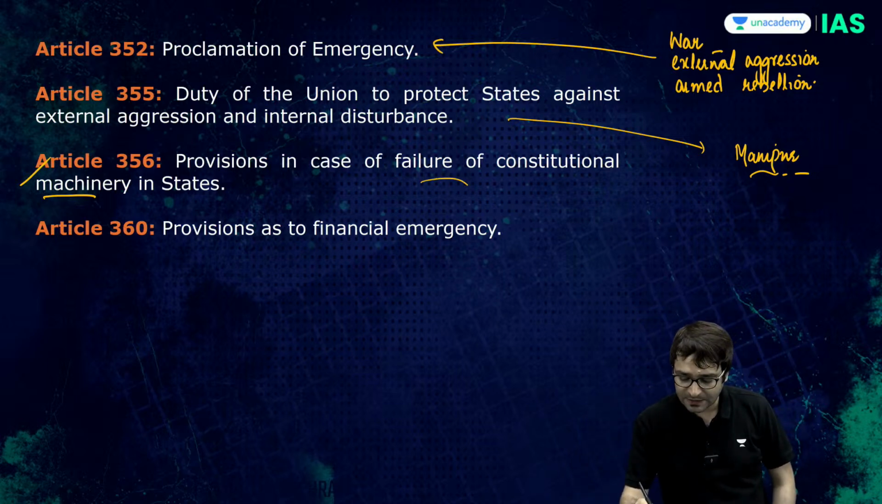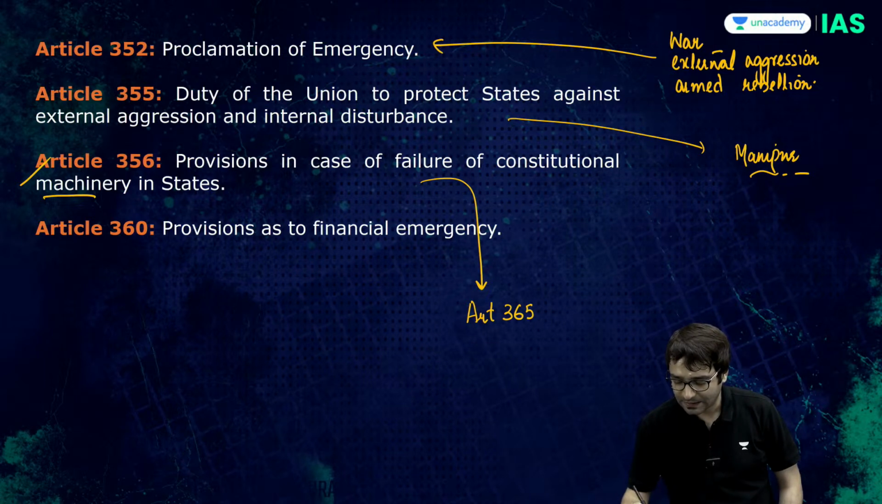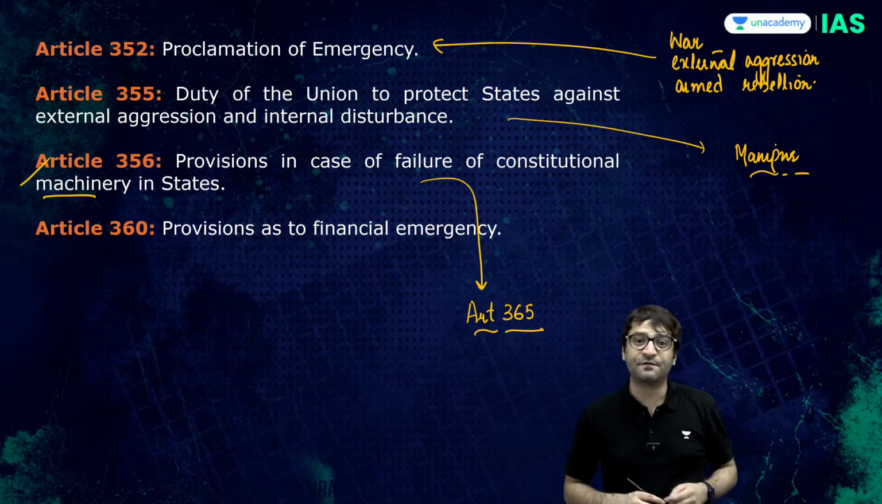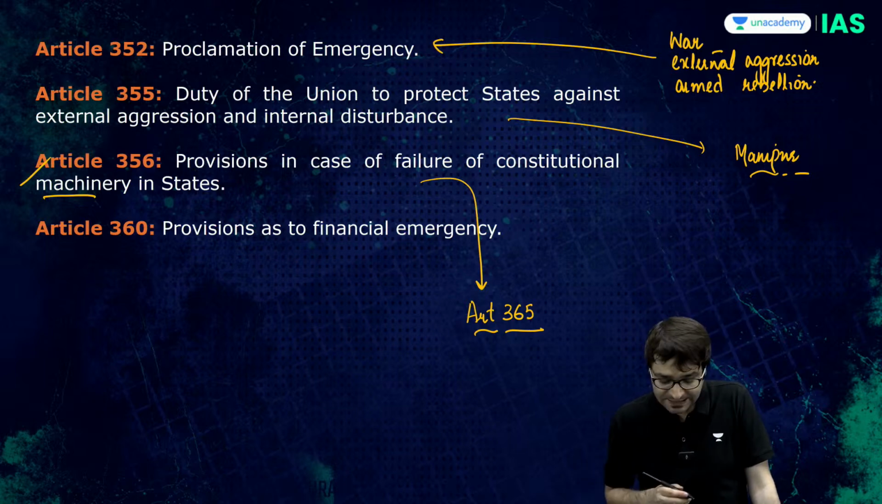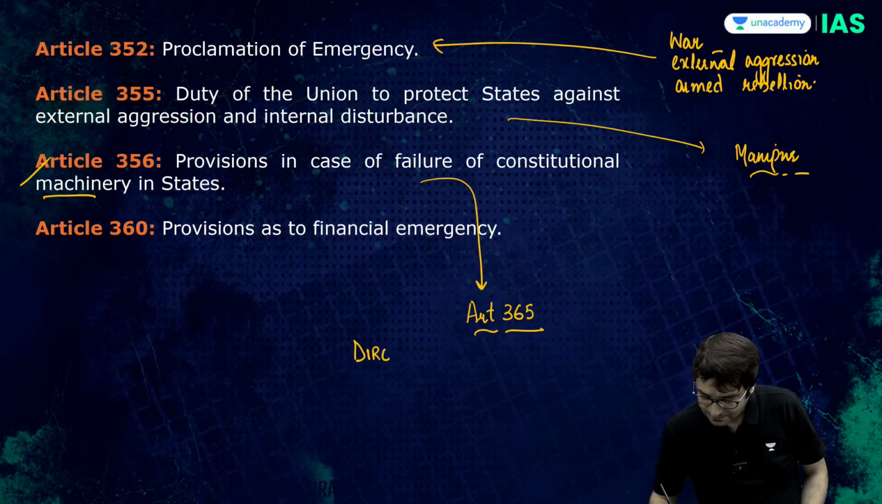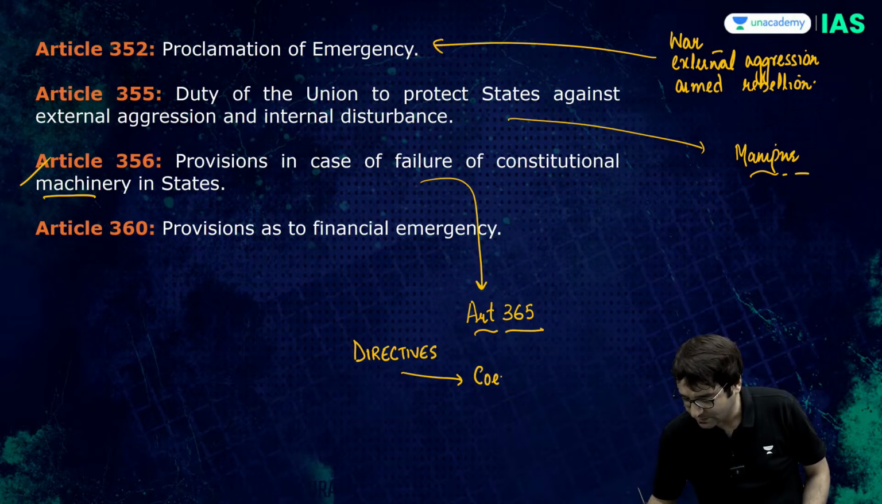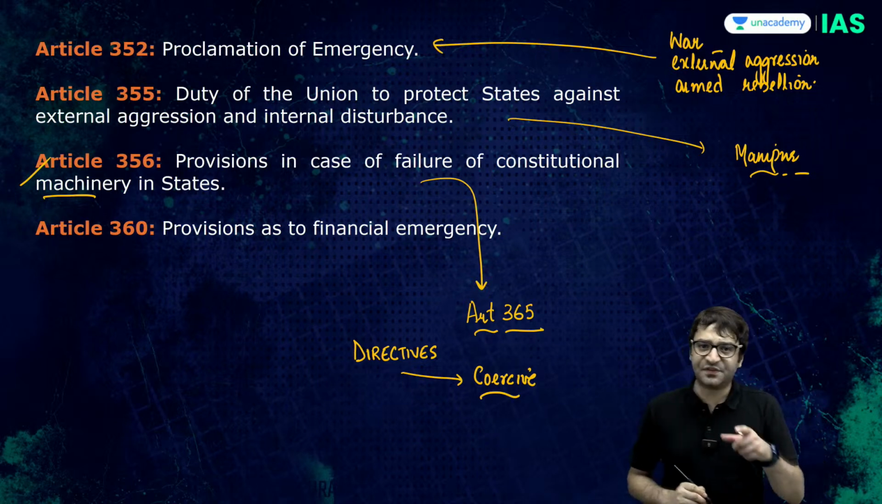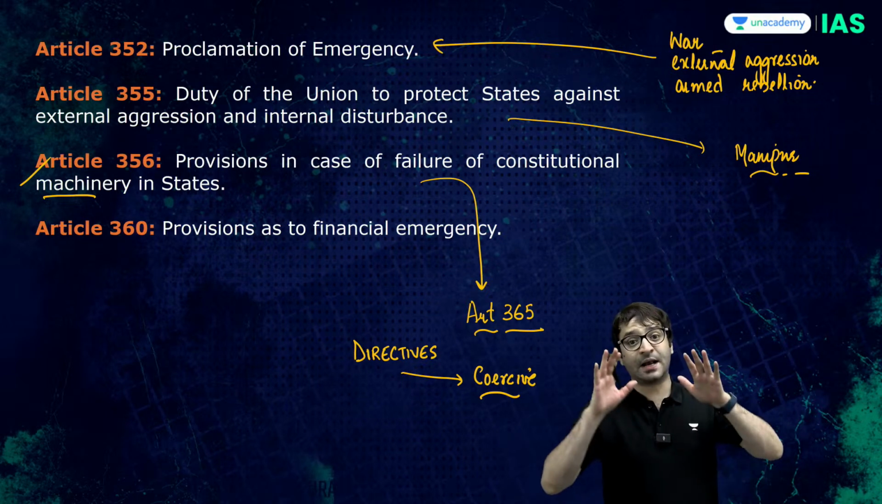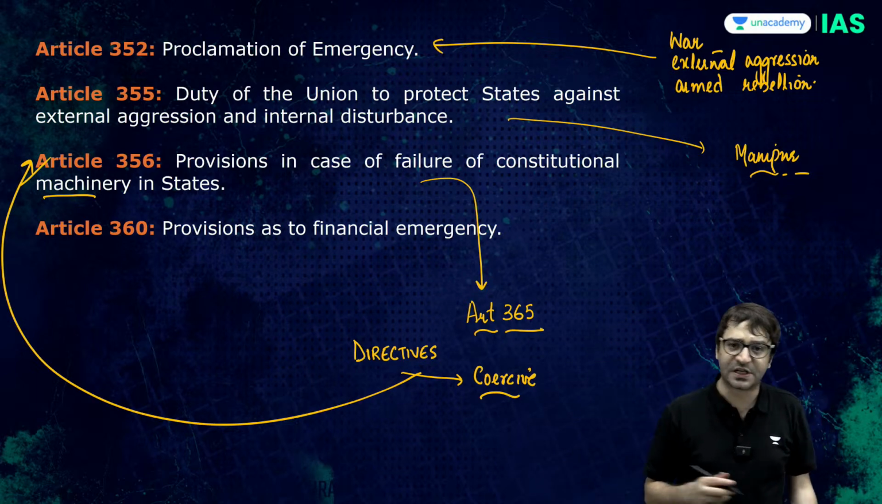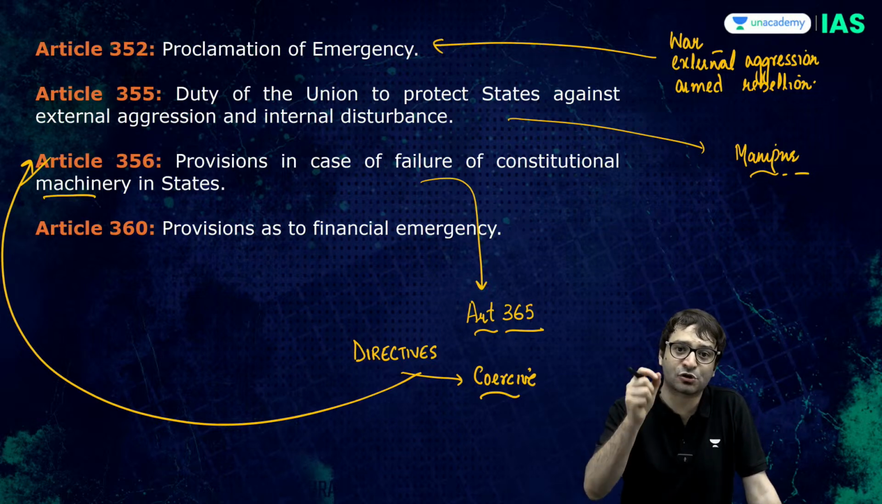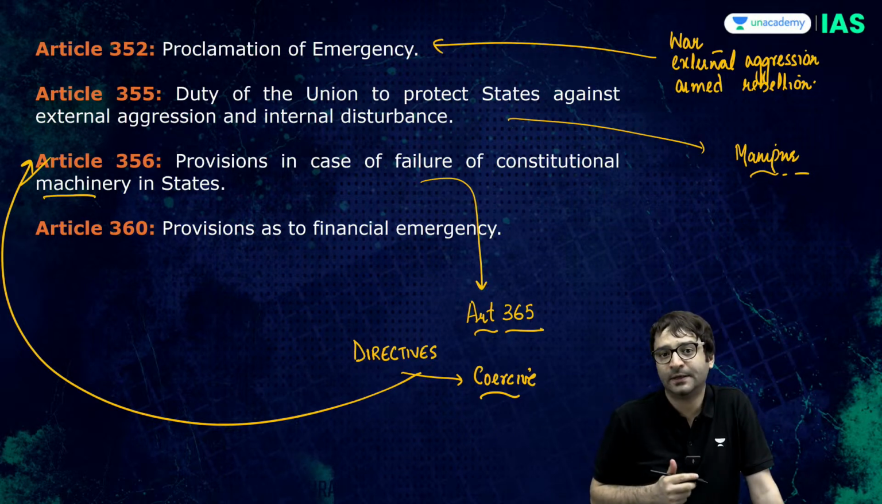Similar to that, you might be asked about Article 365. And under Article 365, directives can be issued to the states by the centre. And these directives are coercive in nature. That means if the state does not abide by these directives, then it can be viewed that there is breakdown of constitutional machinery. And then under Article 356, President's rule can be imposed in a state which is not abiding by the directives issued by the centre.